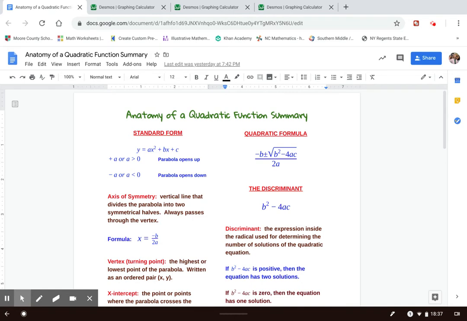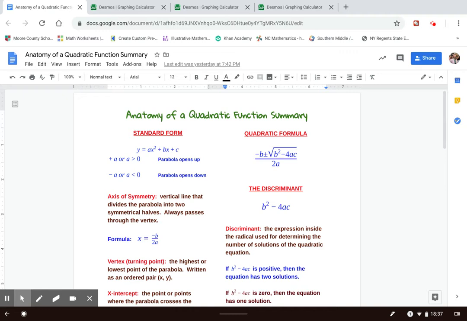Today, what we're going to learn about is the next part of our anatomy of a quadratic function. And today I'm going to show you what the discriminant is and how to use the discriminant in your quadratic function.